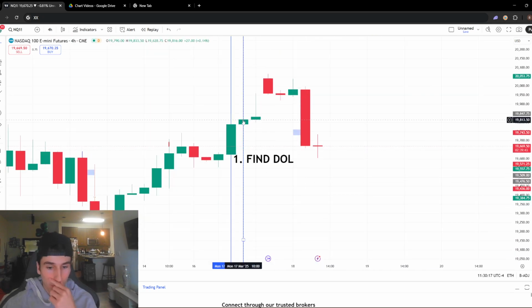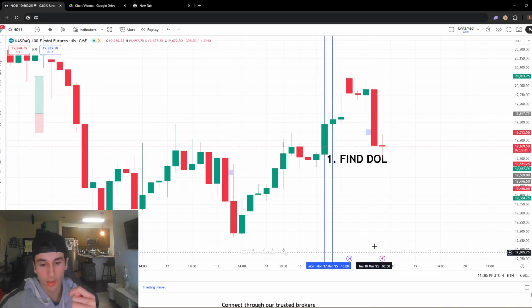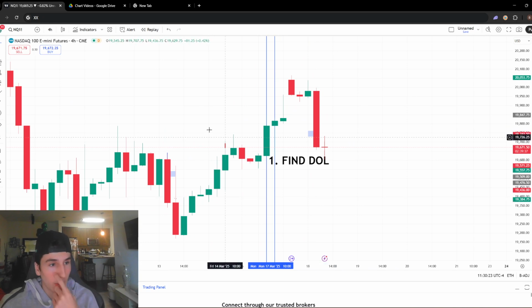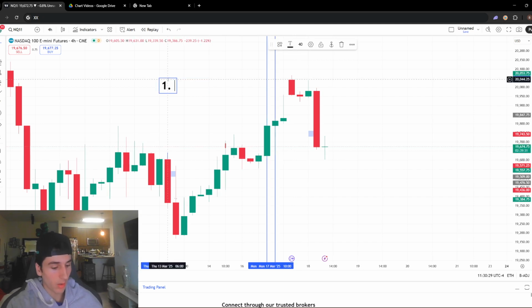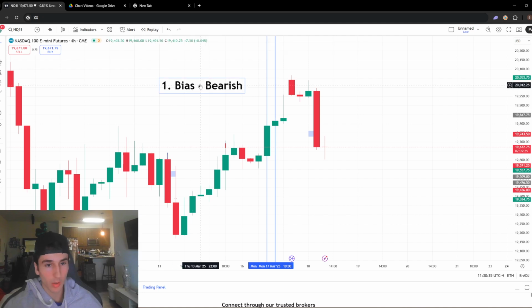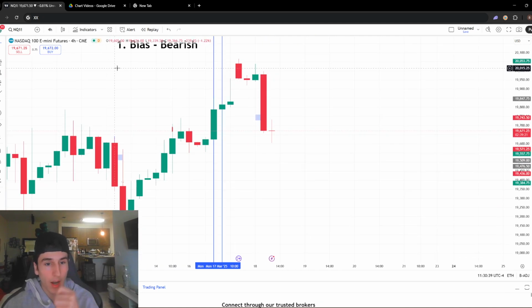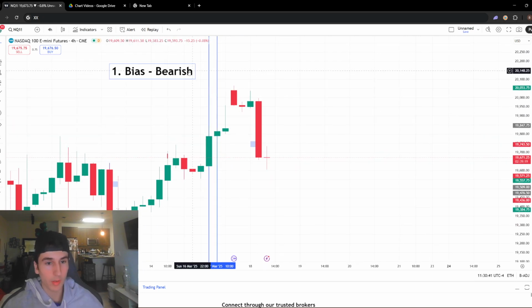So what I'm going to be looking for specifically is a piece of internal liquidity to get ran into. So we already have identified my bias. My bias for the day, bias identified, and that's going to be bearish most likely, right?